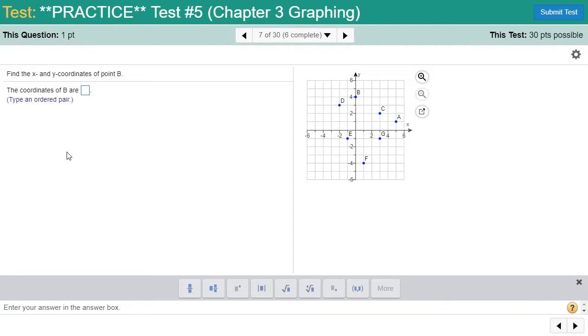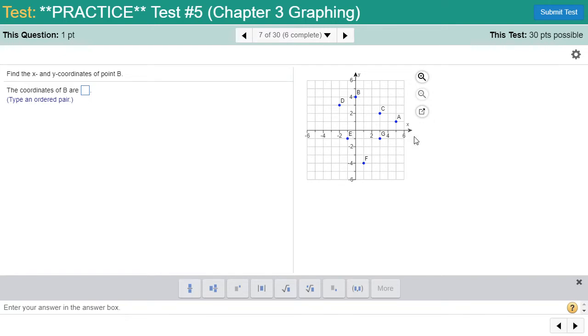So if we start here with 7, we're told to find the X and Y coordinates of point B. So looking here at the graph that was provided to the right, we can see that we have a series of points that have been plotted on a graph.